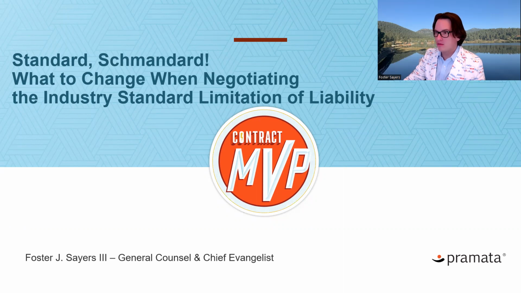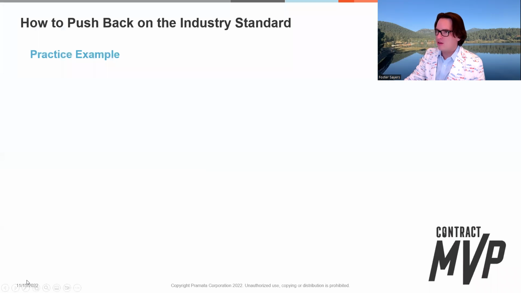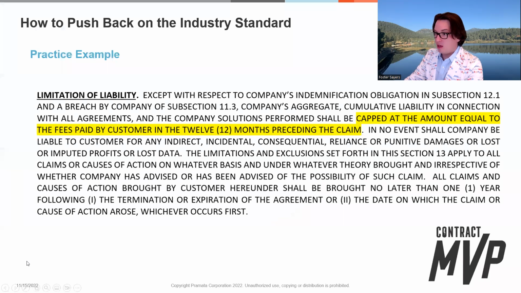Today, I want to talk about standard schmandard, what to change when negotiating the industry standard limitation of liability. So what is that standard? Well, let's look at it in this practice example on how to push back on it. So here we say that the limitation of liability is going to be capped at the amount equal to the fees paid by customer in the 12 months preceding the claim. So this is the prevailing standard.